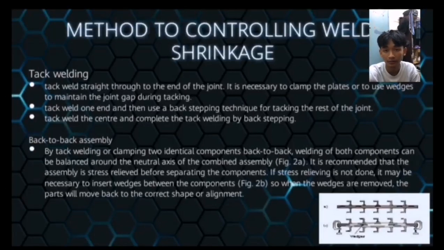Today I will talk about methods of controlling weld shrinkage. First one is tack welding. Tack welding straight through to the end of the joint. It is necessary to clamp the plates to maintain the joint during tacking. Next one is back-to-back assembling. By tack welding or clamping two identical components back to back, welding of both components can be balanced around the neutral axis of the combined assembly.